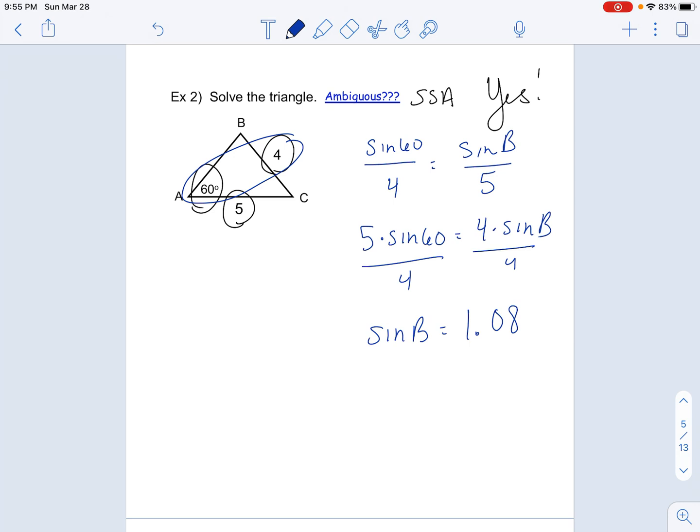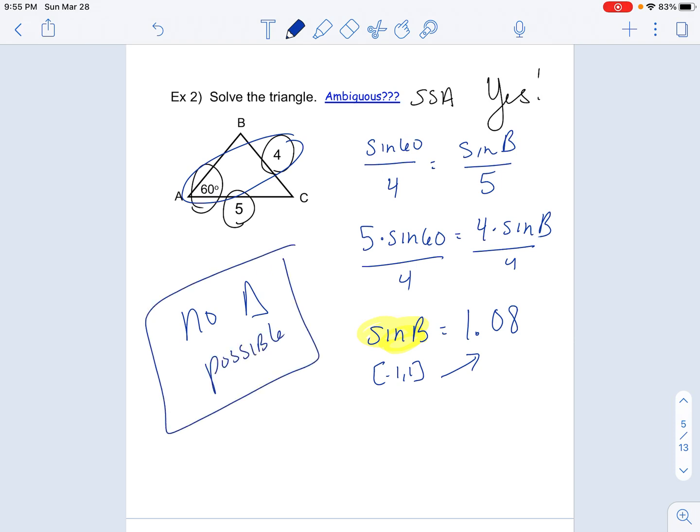So here we have a small problem. Hopefully you remember this from previous solving equations. Sine, we know, has to be between -1 and 1. Well, right now we're looking for a sine value that's 1.08. So if I go to my calculator and do second sine of that answer, it gives me an error. So in this case, there is no triangle possible.